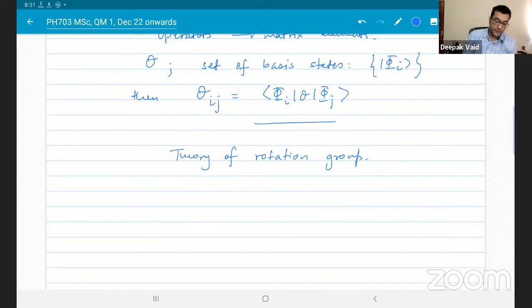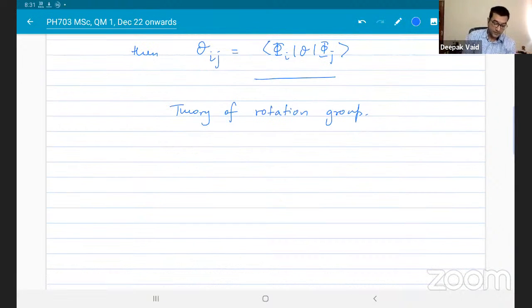So now let me talk about this rotation group, right? Let me introduce the idea of a group. What is a group? How many of you know what a group is? If you know what a group is, can you raise your hand in the participants window?